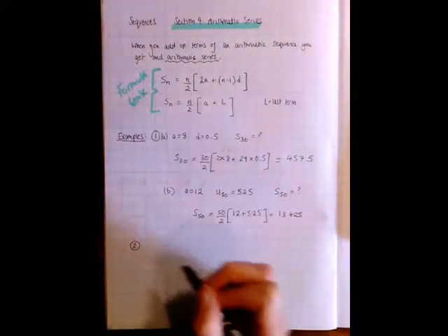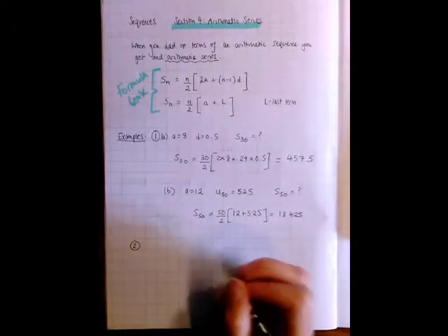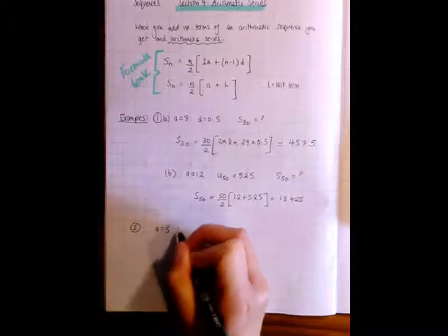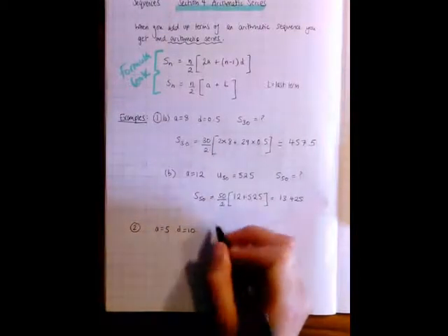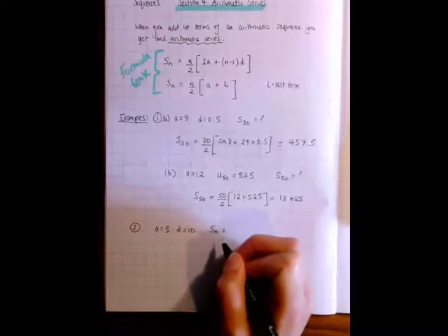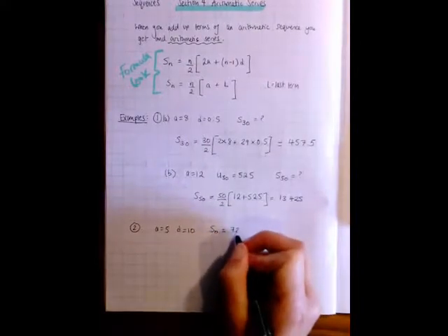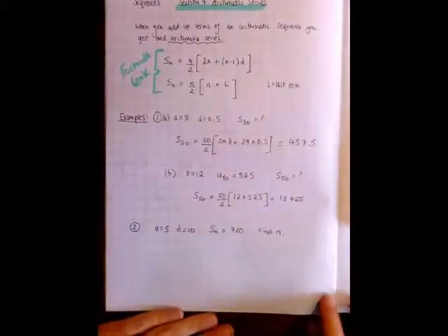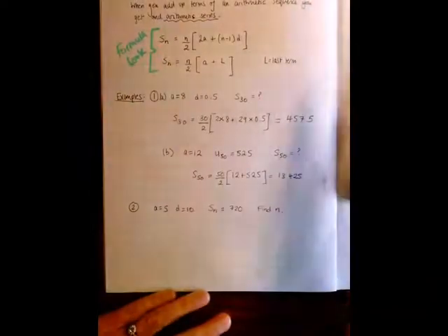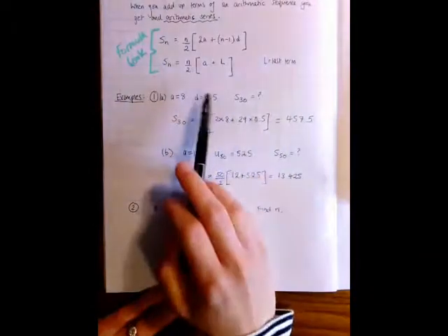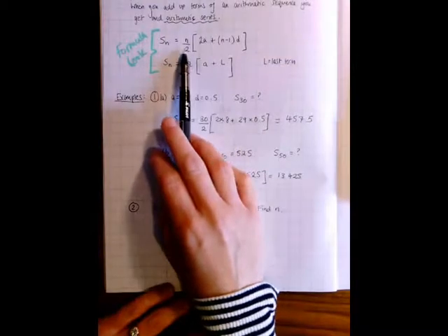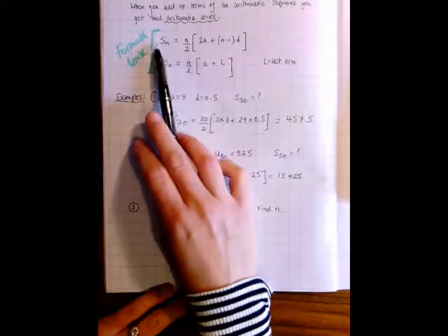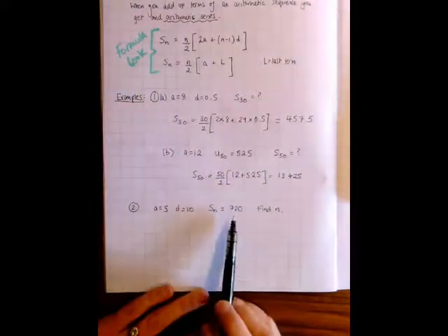Okay, so another one. This time we've got a sequence that has first term 5, common difference 10, and we know that the sum of the first n terms is 720, and we want to find n. So for this one, we are looking for the n. We use the first formula because we've got a and d, we don't know l, and we're actually trying to find the n because we know what the sum is. They've given it to us as 720.